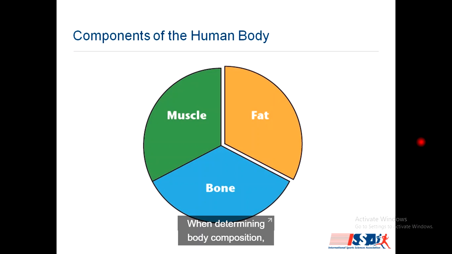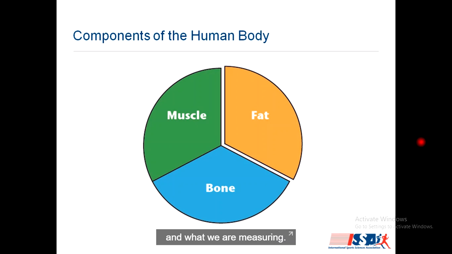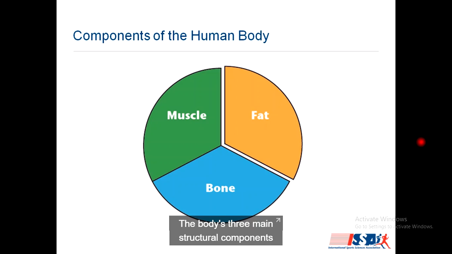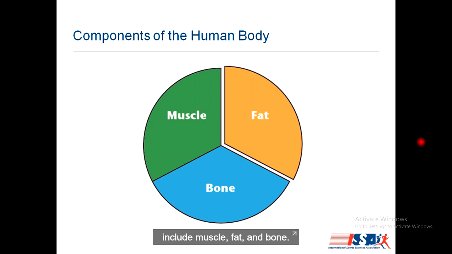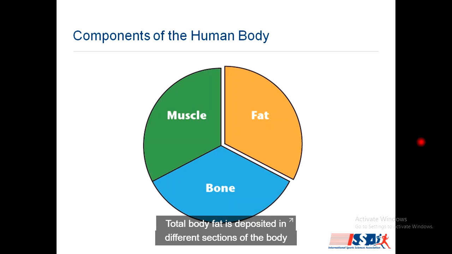When determining body composition, it is important to know the components of the human body and what we are measuring. The body's 3 main structural components include muscle, fat, and bone. Total body fat is deposited in different sections of the body and consists of essential fat and storage fat.